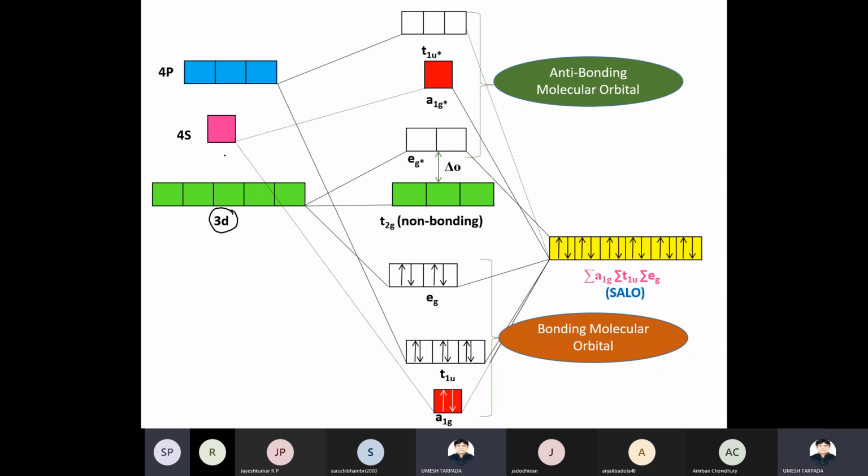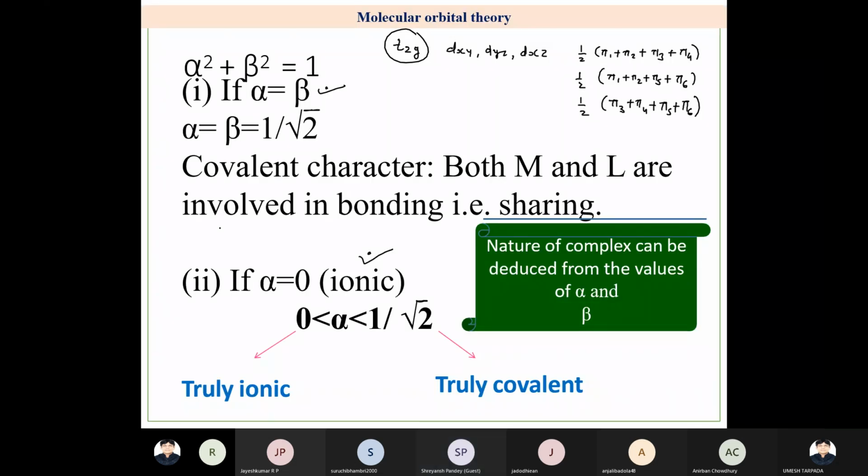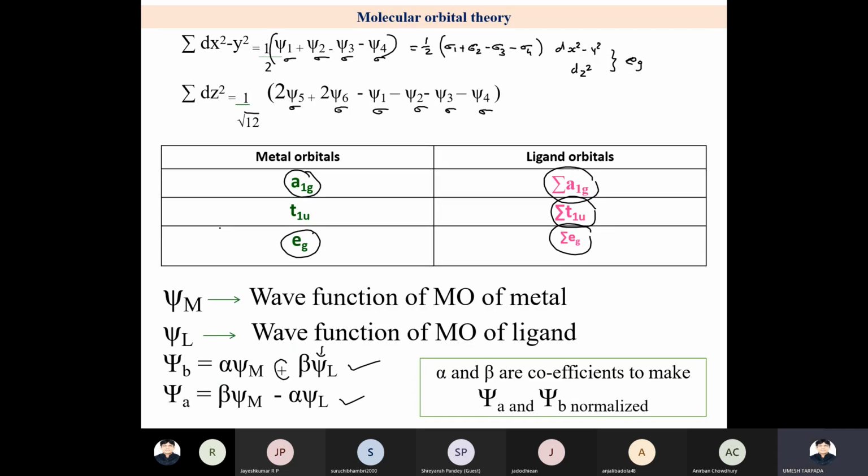सर, अल्फा स्क्वायर प्लस बीटा स्क्वायर इक्वल टू 1, ये क्वांटम से डिराइव्ड है जो हमने हेल्प लिया है. ये तो कोएफिशिएंट फाइंड आउट करने के लिए है, it is a general equation: sum of the squares of the coefficients equal to 1, और नॉर्मलाइजेशन कंडीशन होती है ना, उसका यूज किया है.